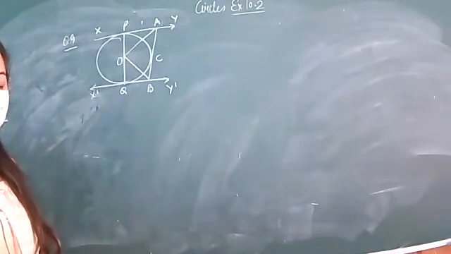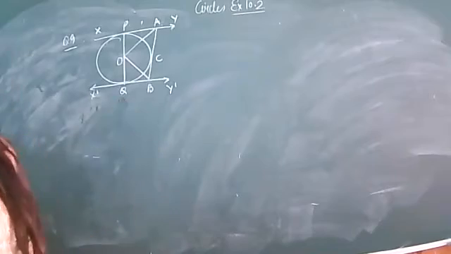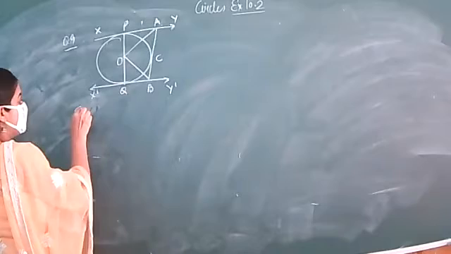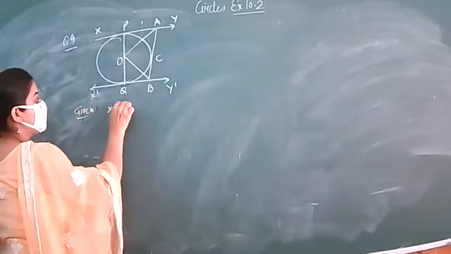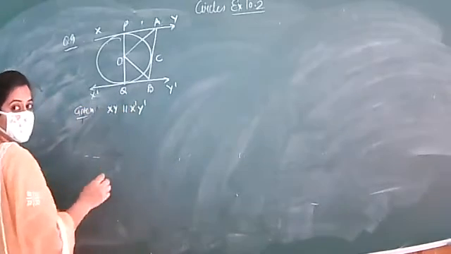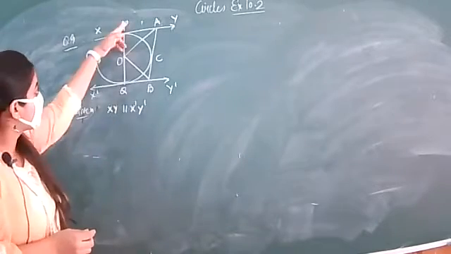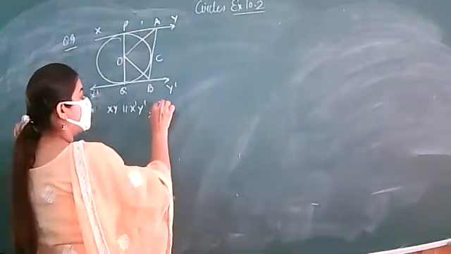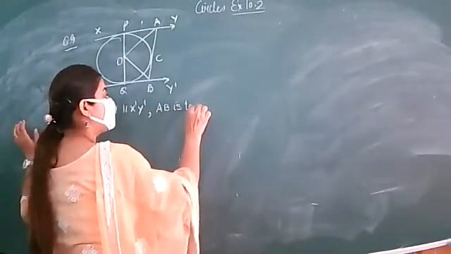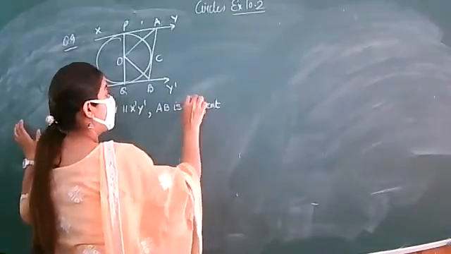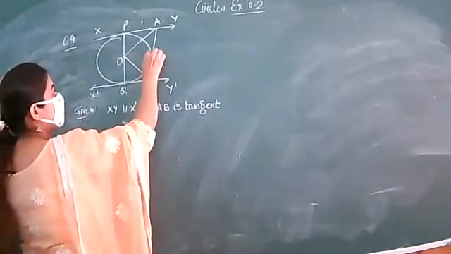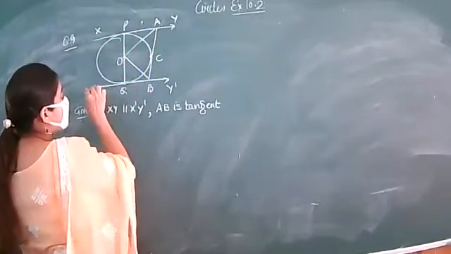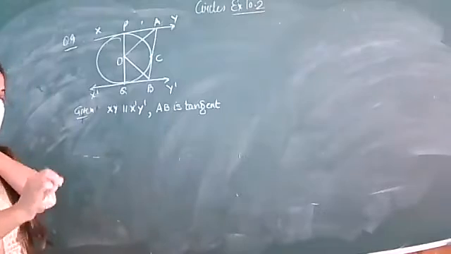In question number 9, you have a circle in which two parallel tangents are given, that is XY and X'Y'. So XY is parallel to X'Y'. POQ is your diameter. AB is your tangent, whose point of contact is C. P is the point of contact for tangent XY, and Q is the point of contact for tangent X'Y'.